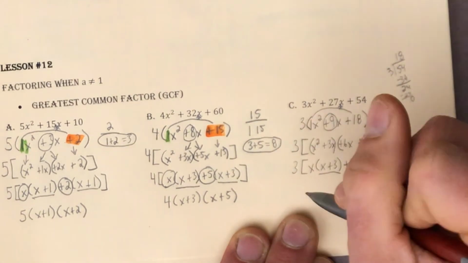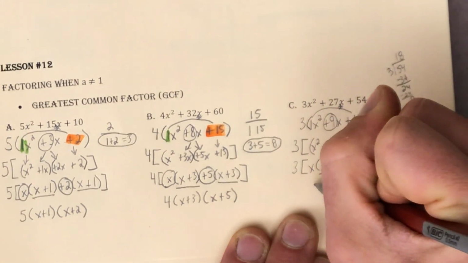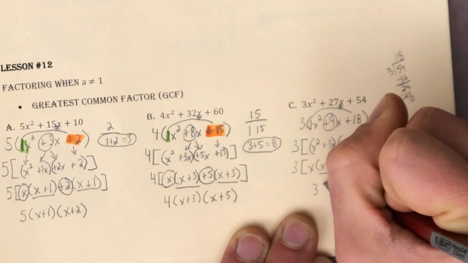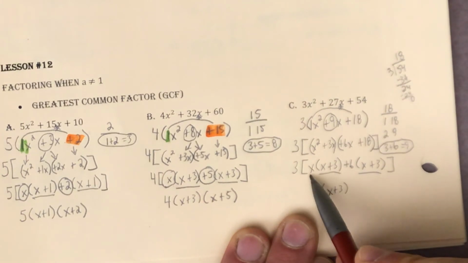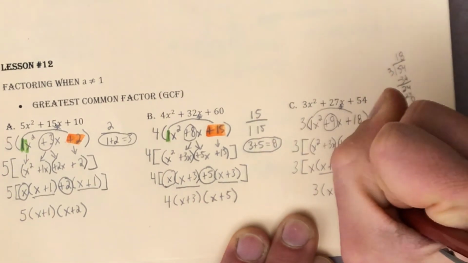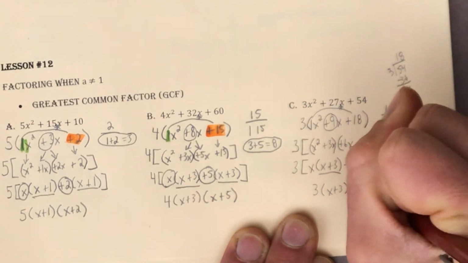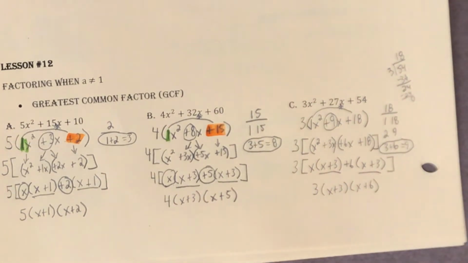So last step, rewrite, bring down our greatest common factor of 3. First parenthesis is our x plus 3. Second parenthesis is what's left over, x plus 6. All right, well that is how we factor when we have a greatest common factor other than 1.